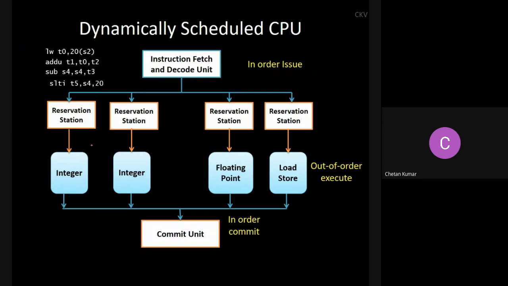So if this is the sequence of instructions that I have to execute, you have load T0, 20 S2, you have add T1, T2, T0, T2, you have sub S4, S4, S3, and you have SLTI, set less than immediate, where you are just checking S4 with 20, and if S4 is less than 20, you will set T5 to be equal to 1. Now, as I said, the issue will always be in order. So you first fetch and decode this instruction, next you fetch this, and so on. That order will not change.